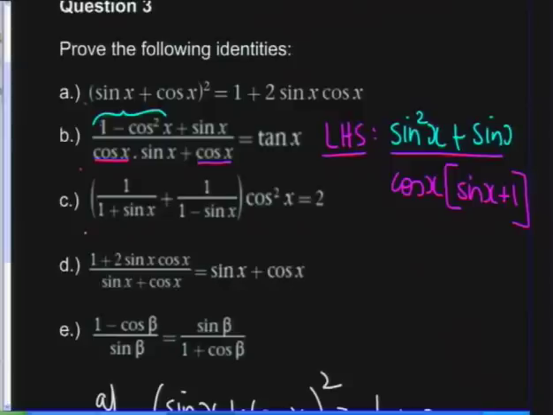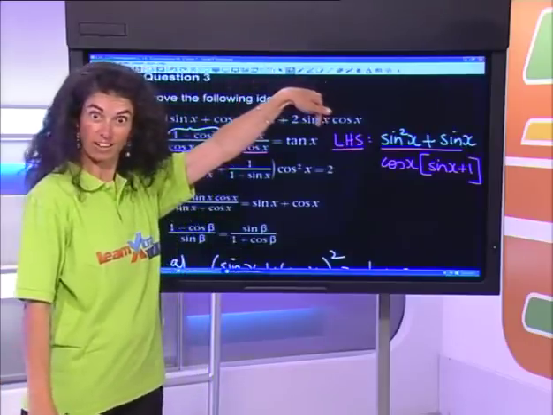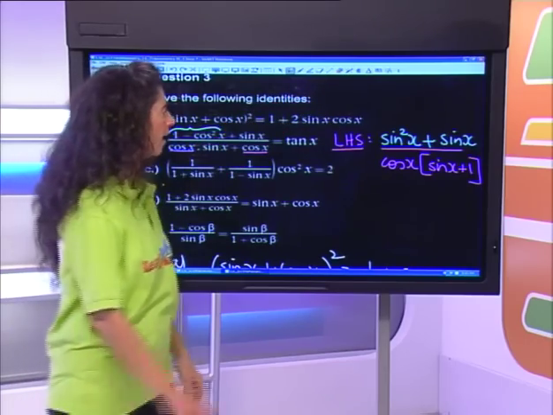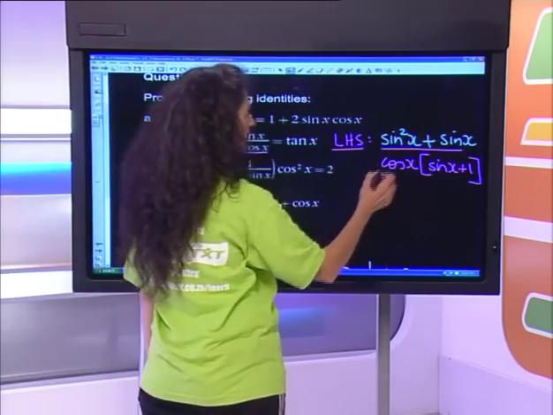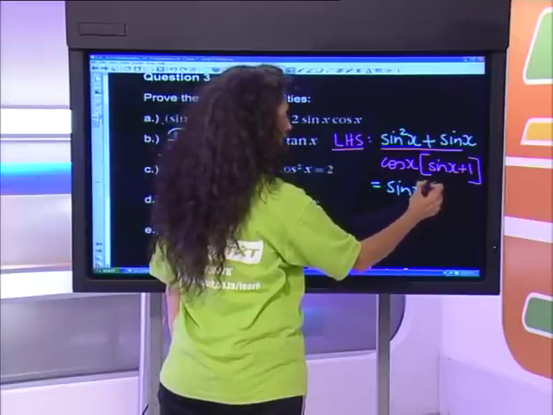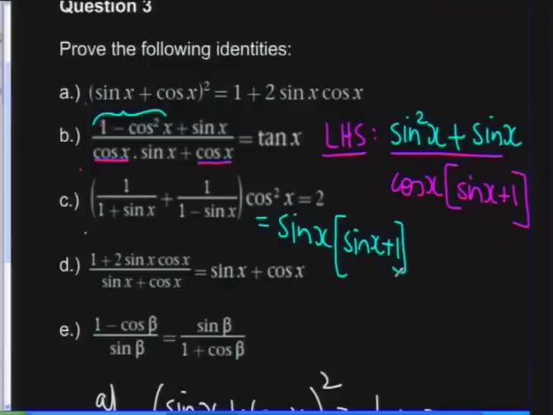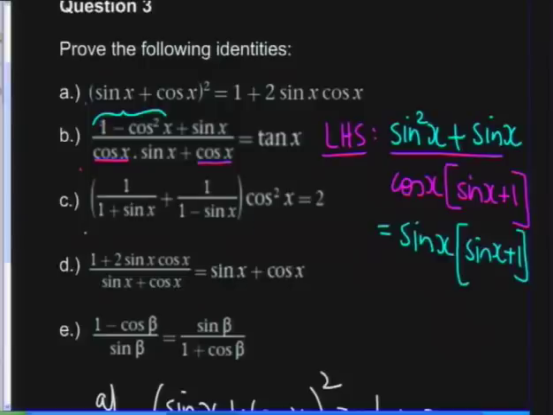I'm sure some of you are jumping out of your seats at home to say, I can do something with my numerator. I have a common factor of sine x. So I can take out sine x, and what am I left with? A sine x plus 1 in my numerator over, no, we do not want to move that across, over sine x plus 1.